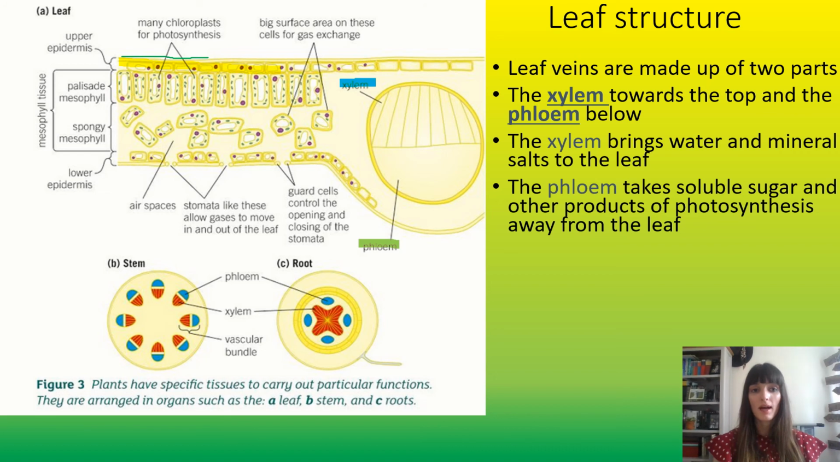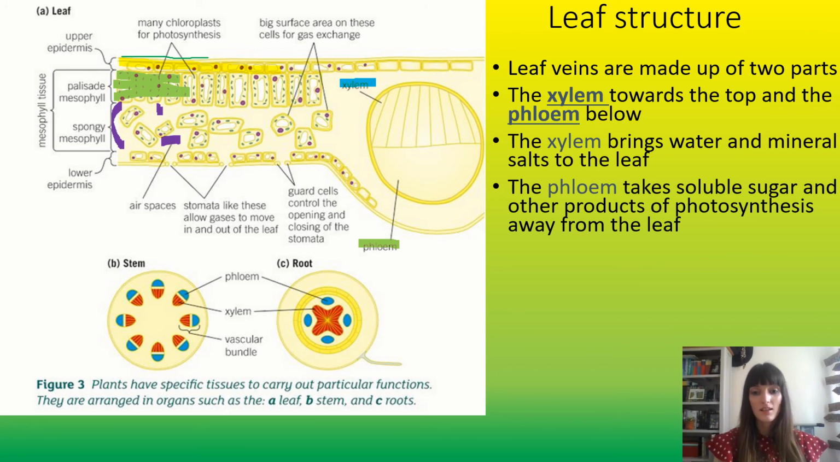Underneath that, we have the palisade cells, which is the palisade mesophyll, and this is where photosynthesis happens because they're filled with chloroplasts, which convert the sun's light into food. Underneath that, we have the spongy mesophyll, and you can see straight away how different the structure is here. There's all this space between the cells, where gases are able to get in and out.